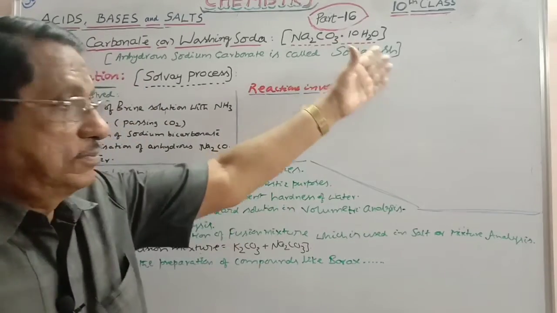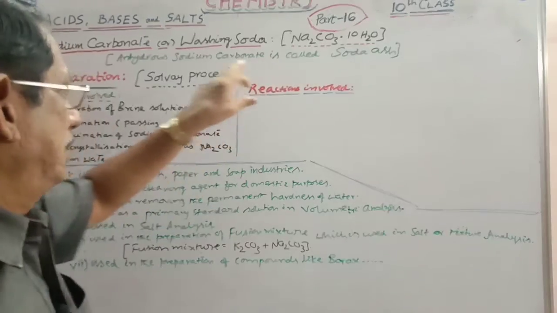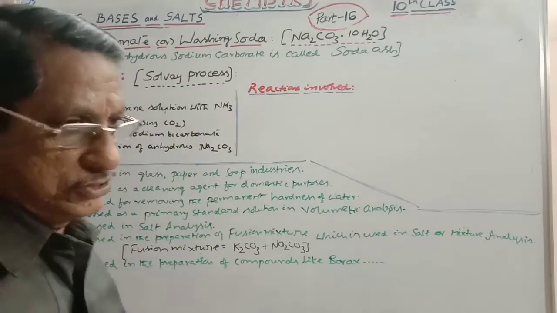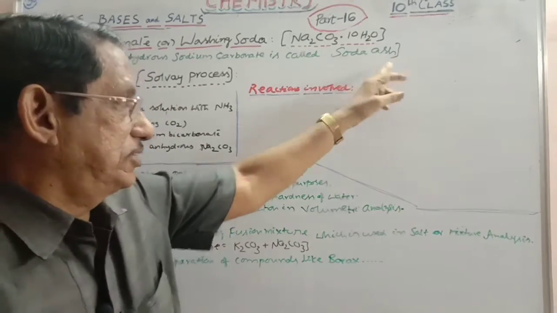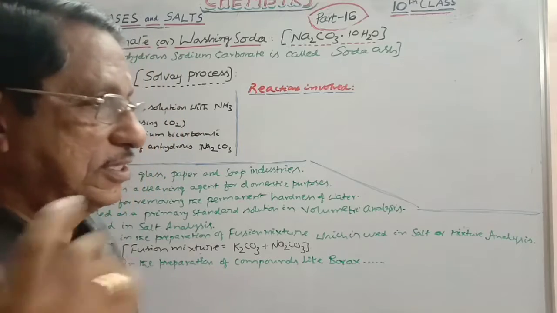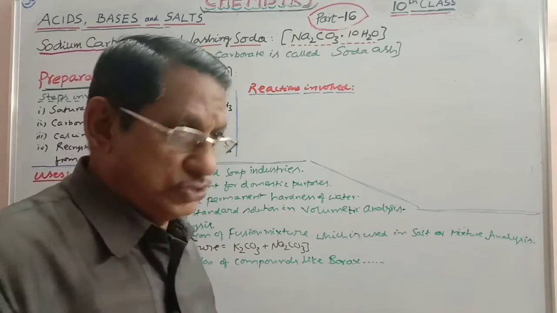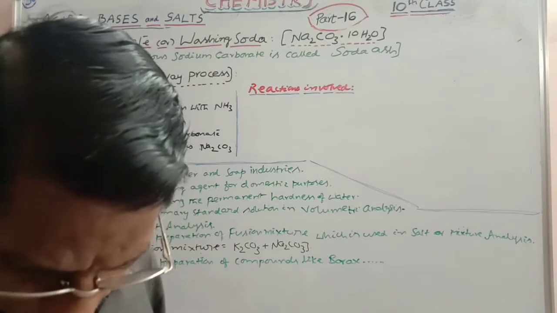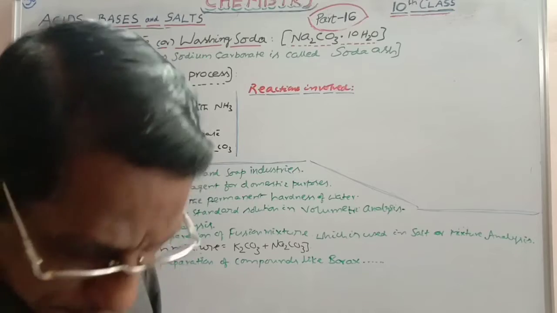If the water molecules are lost and removed, then it becomes anhydrous sodium carbonate. Anhydrous sodium carbonate is otherwise called soda ash. Soda ash means anhydrous sodium carbonate. Sodium carbonate means the hydrated salt, Na2CO3·10H2O. And how is it prepared and what are its uses, that you have to know.